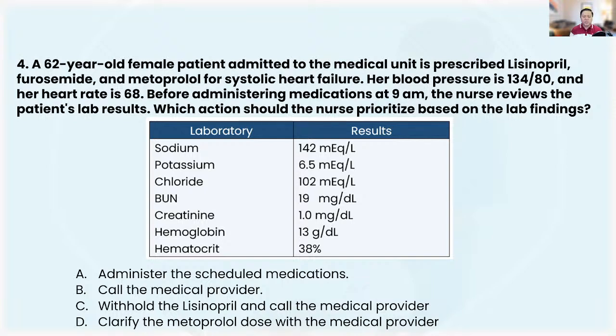Okay, so I want you to look into the lab results. Sodium of 142, potassium 6.5, chloride of 102, BUN 19, creatinine 1.0, hemoglobin 30 grams per dL, hematocrit of 38%. So what are you going to do? Are you going to administer the scheduled meds? Are you going to call the medical provider? Are you going to withhold the lisinopril and call the medical provider? And D, are you going to clarify the metoprolol dose with the medical provider?